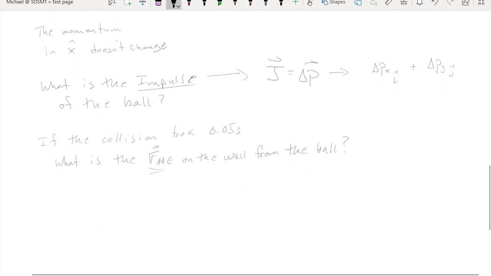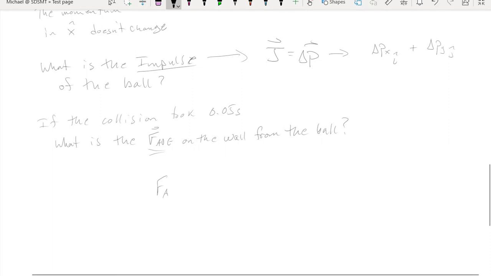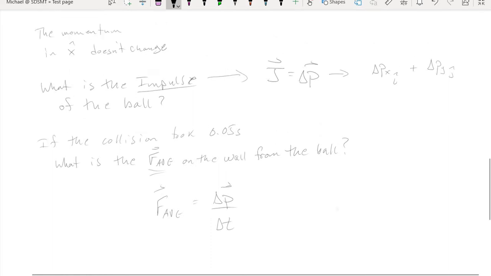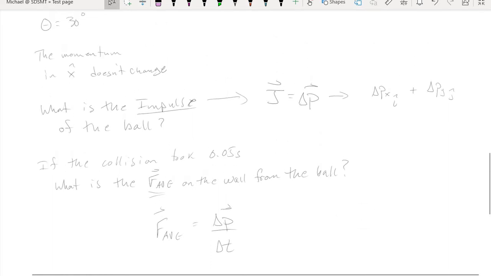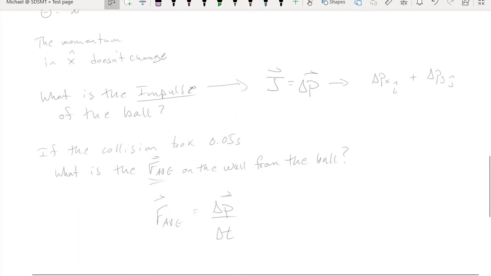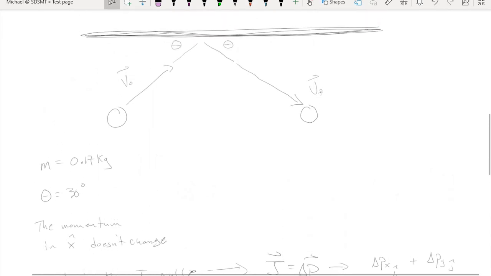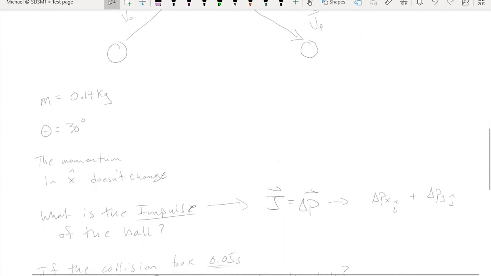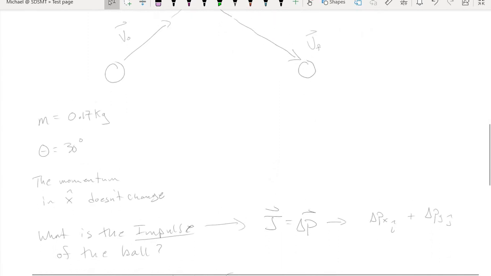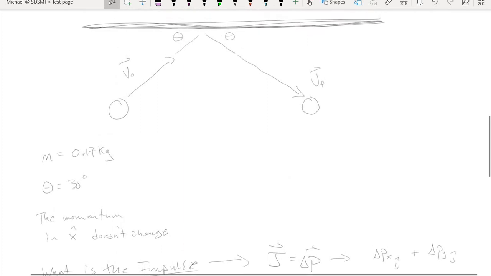Average force. We've heard about how average force can compare to changes in momentum and time. And such, if we can find the change in the momentum for the ball, we'll pair that up with the time interval and we should be able to find the average force. So let's get started. This is a two-dimensional system, and we have actually been given a generous amount of information here, believe it or not.